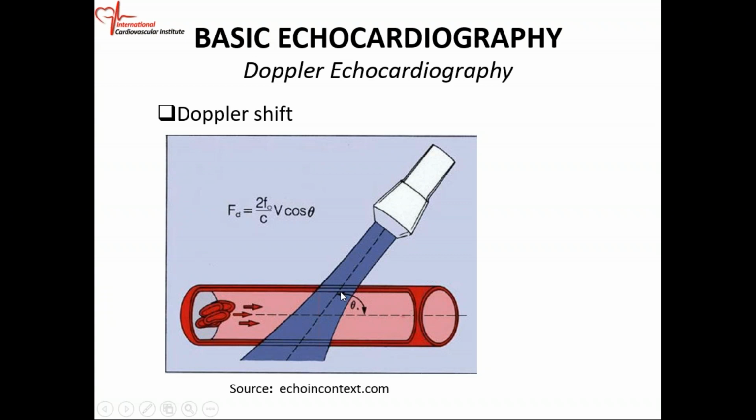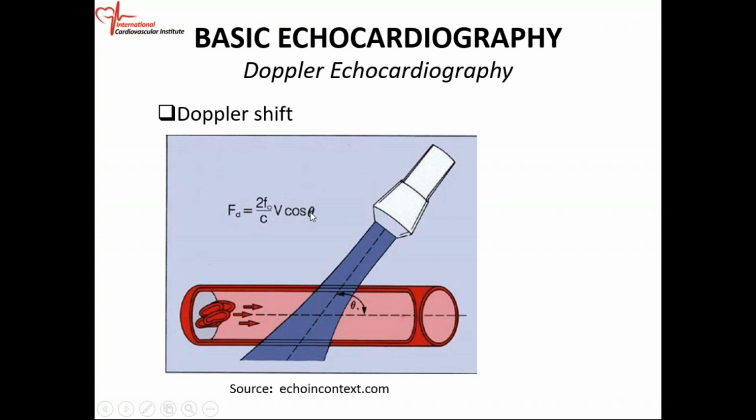For you to get very accurate imaging, your ultrasound beam should be parallel to the blood flow or the tissue movements. You want to reduce this angle theta when you're doing any ultrasound study, because if you look at your Doppler shift formula, the cosine of 0 is 1. So you'll get your maximum Doppler shift if your angle theta is 0, because the cosine of 0 is 1.